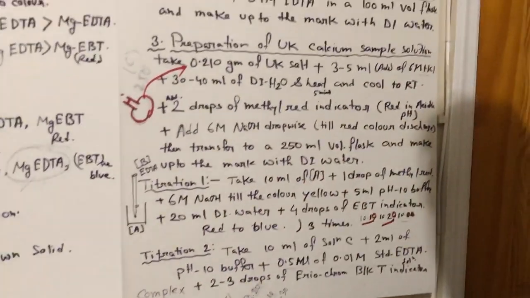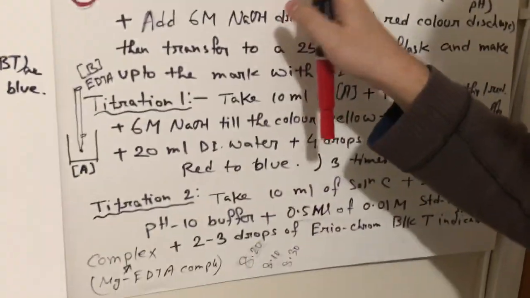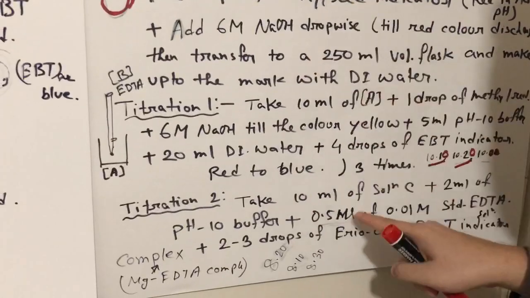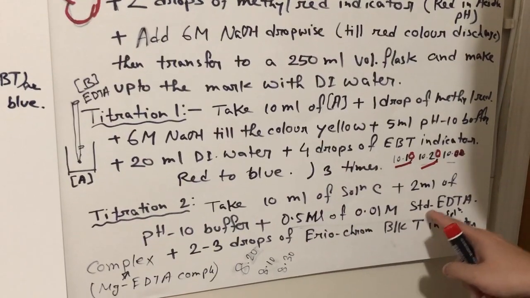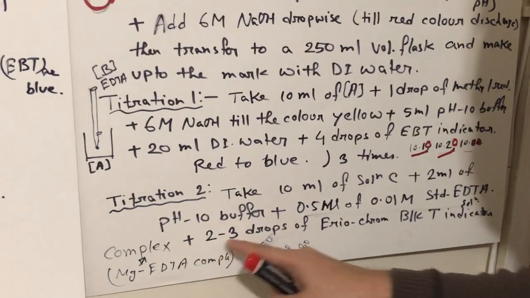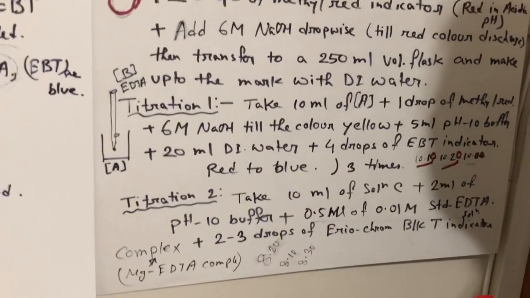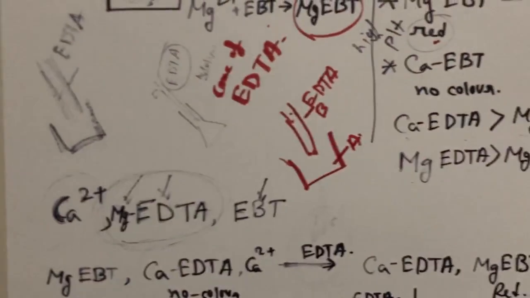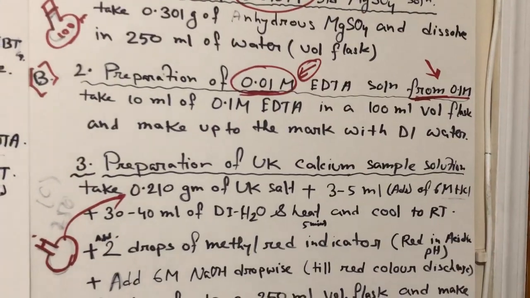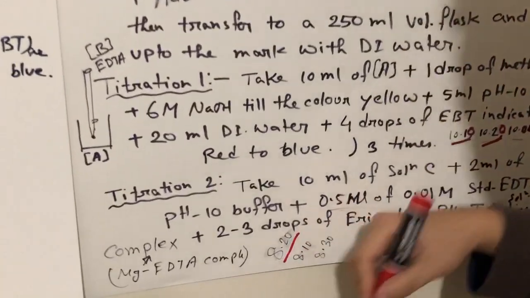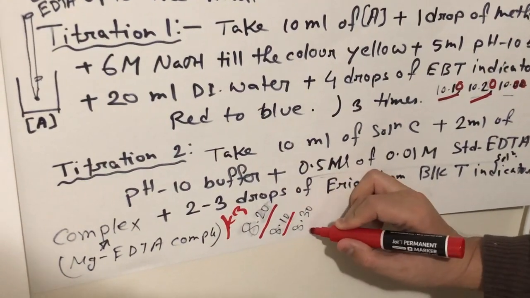Now the second titration. You are going to take 10 ml of this solution C, and 2 ml of pH 10 buffer, and the standard EDTA, and 2 to 3 drops of the Eriochrome Black T indicator solution. If you titrate this with the same EDTA of B, you will get the equivalence point at 8.3. You have to do this 3 times, and you will get the equivalence points 8.2, 8.1 and 8.3.